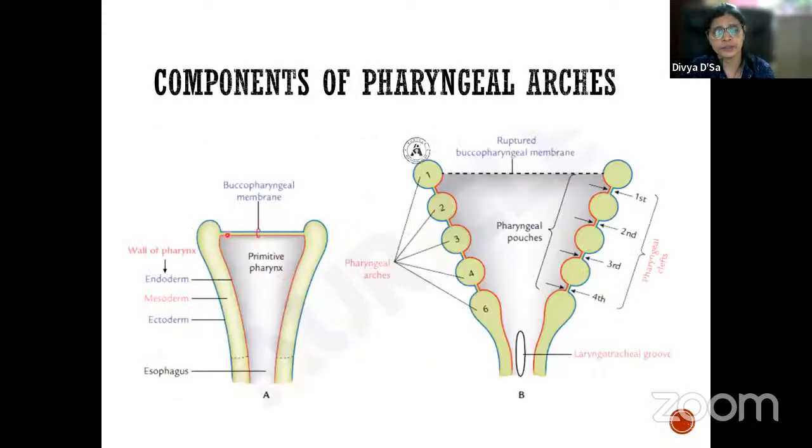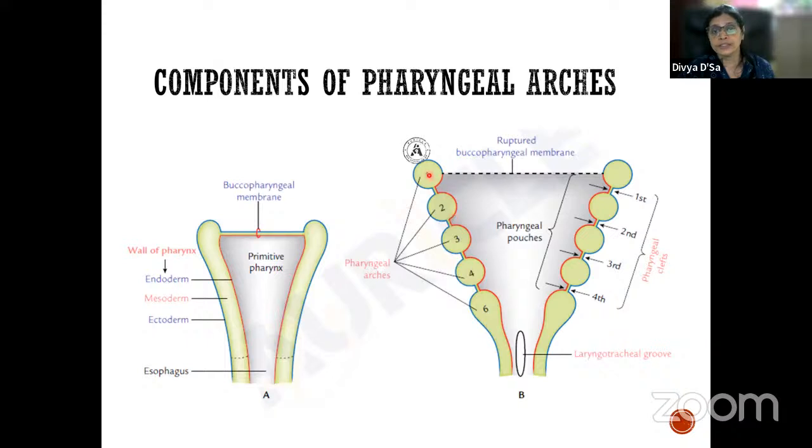So schematically, initially it is like this. This is the primitive pharynx. Now this is the mesoderm here, and outside is this ectoderm. This red thing is the endoderm. So this is the prelaryngeal part. Now what happened here? The cylindrical mesodermal bars are formed. The 5th one forms and disappears. So we have only 5 here now: 1, 2, 3, 4, and 6.